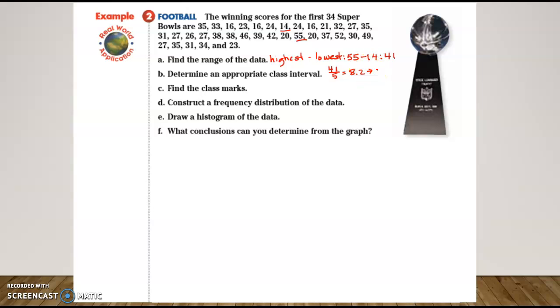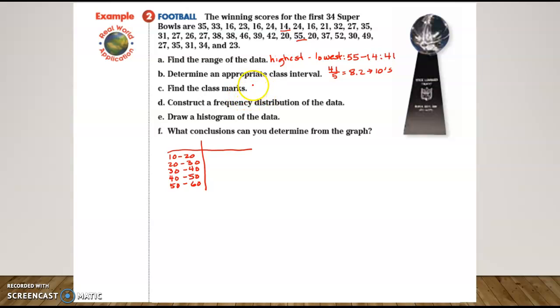So if we did this by tens, we could do 10 to 20, 20 to 30, 30 to 40, 40 to 50, 50 to 60. And that covers my highest point and my lowest point. And I'd have 5 of them. Okay.